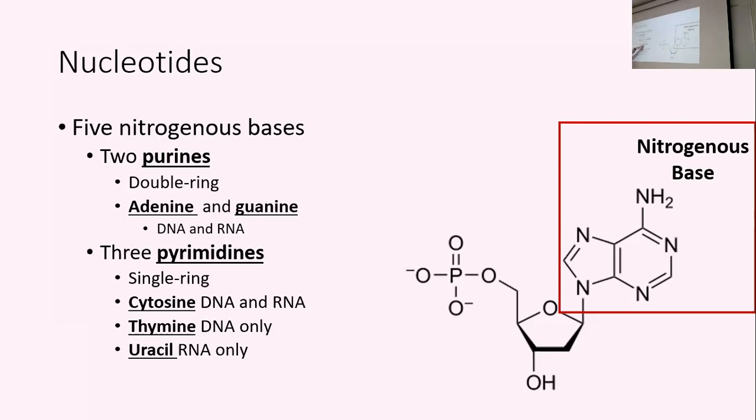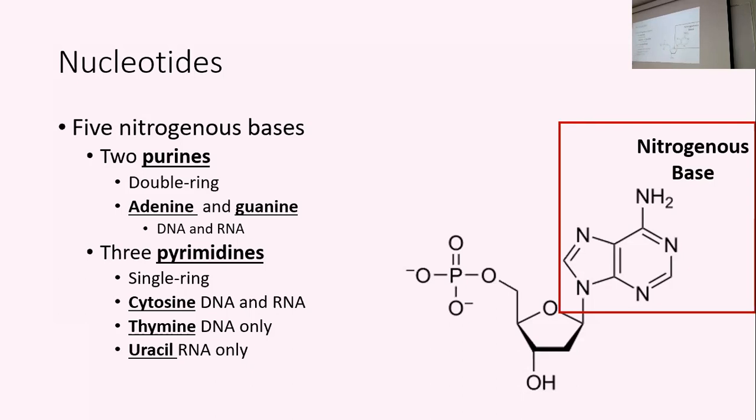And then there are 3 pyrimidines, and these just have 1 ring. Instead of having this 5 here, it's like this little 5 is gone. They're just a little 6-sided ring. So pyrimidines are single rings, and depending on the stuff that's on them, they are cytosine, thymine, or uracil.